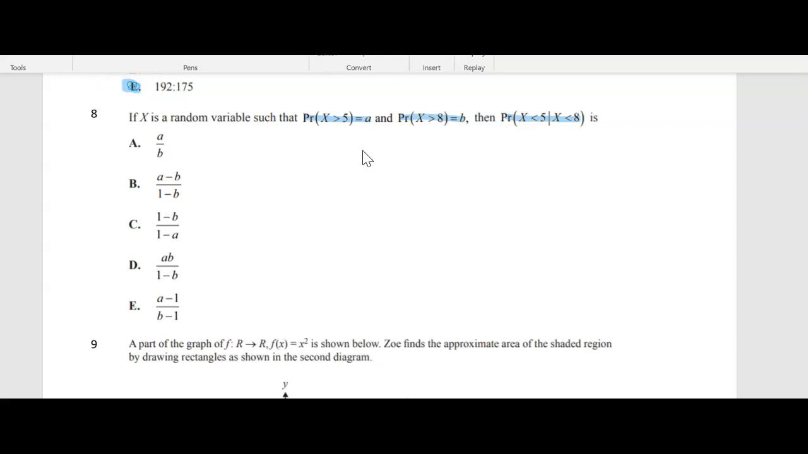Okay, so if we've got the probability that x is greater than 5 is equal to a, that must mean the probability that x is less than 5 is its complement, so 1 minus a. And then the probability that x is greater than 8, I remember doing this question, this must have been on one of the VCAA quizzes, is less than 8 is equal to 1 minus b. And then we have to use the conditional probability formula.